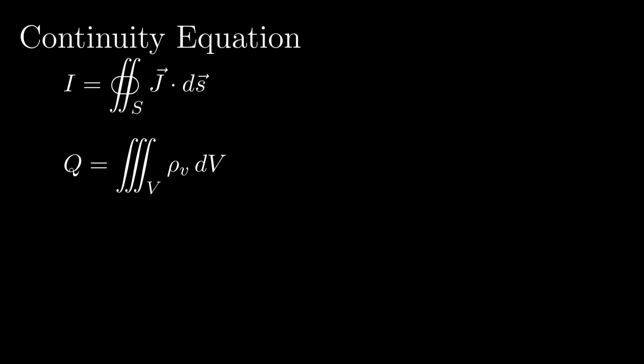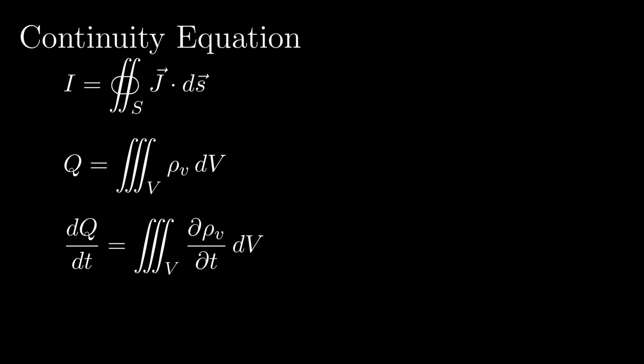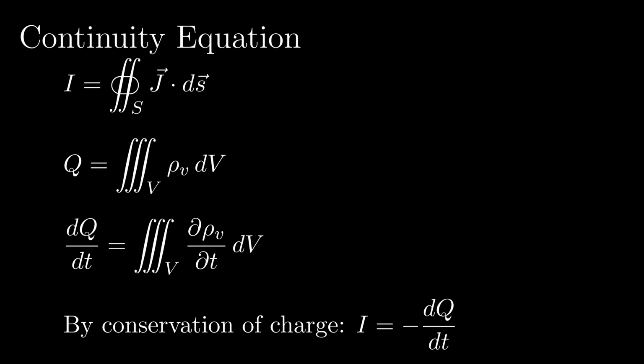Thus, the rate of change of charge inside the volume is the time derivative of Q. And as such, this is equal to the volume integral of the time derivative of the charge density. But because of the conservation of charge, charge can neither be created nor destroyed, so the outgoing current I causes a negative change in the charge inside the volume. Thus, I will be equal to minus dQ/dt.